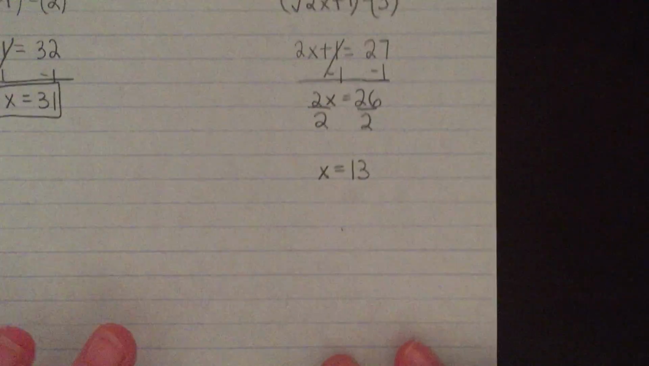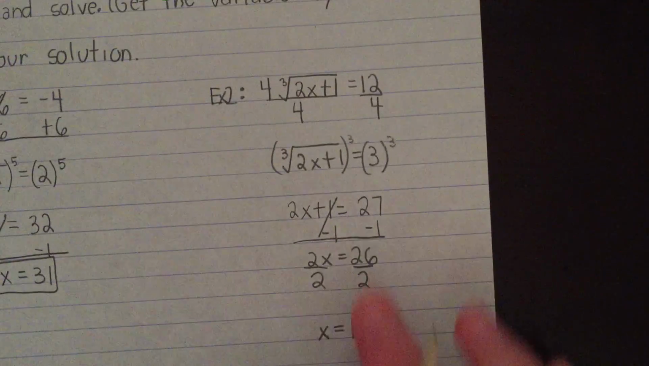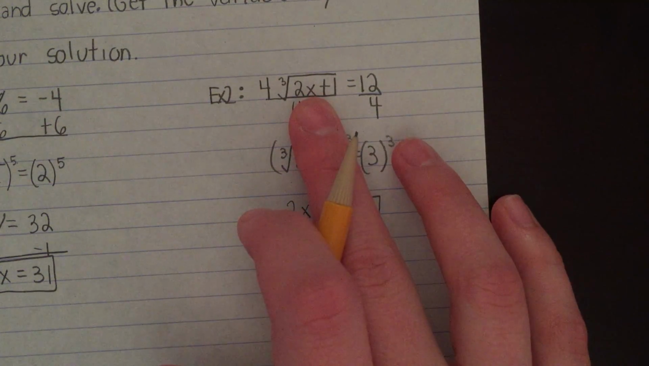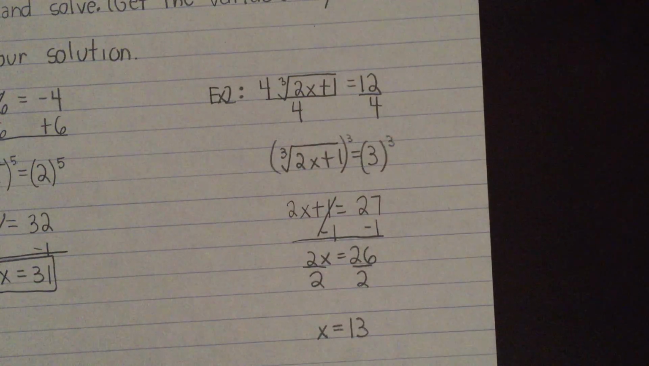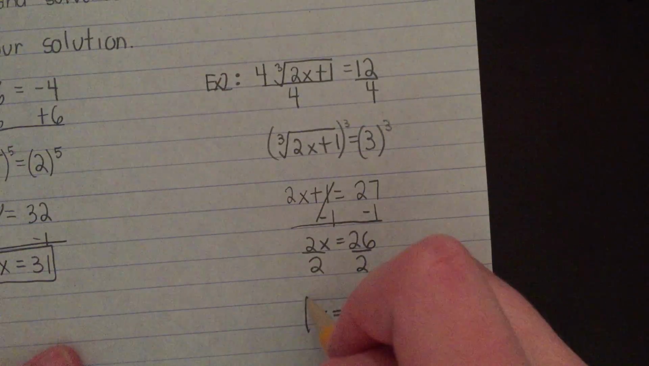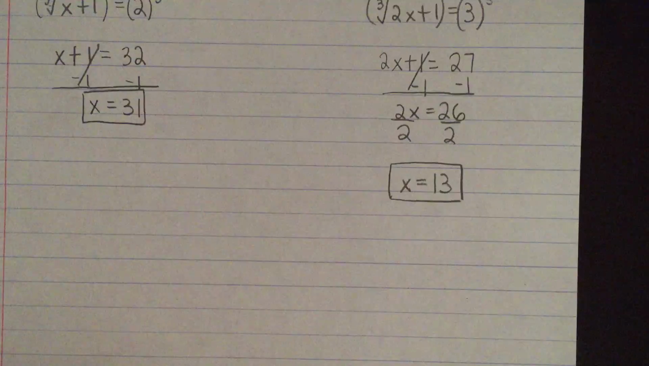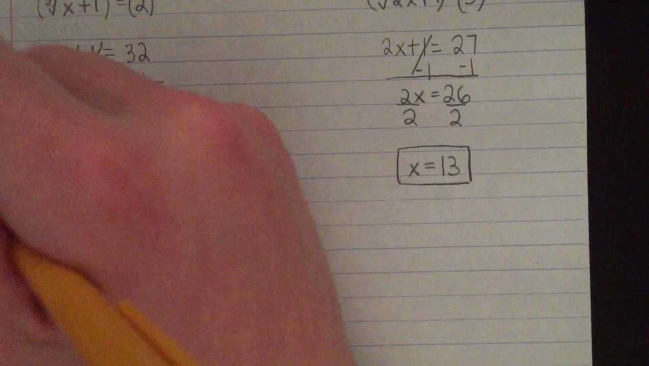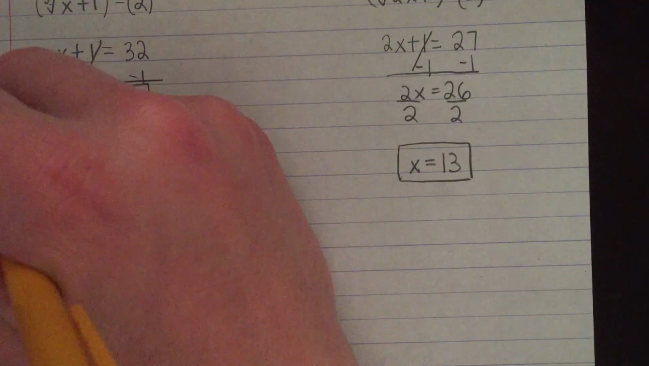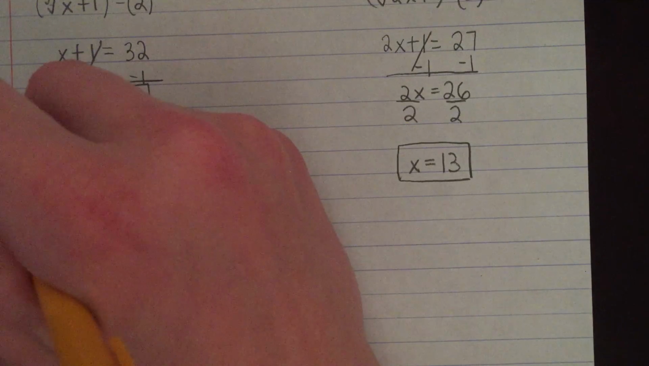Again, before you box, you want to plug 13 back in for x. Plug it in the calculator, make sure it works. So on this one, just in order to save time, I already did this, and it does work, so we'll box it. Okay, let's look at another example of this type, and then we'll move on to something more difficult.